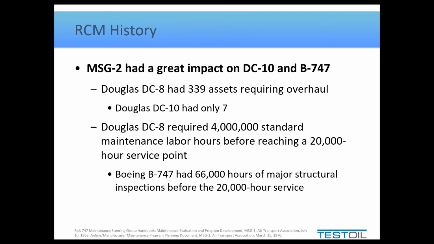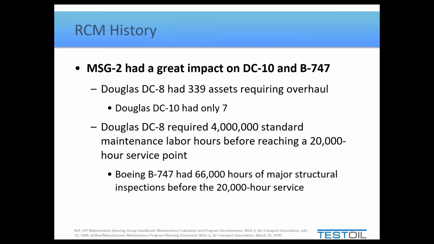So what this led us to was the steering groups writing up their documents to try and eliminate all the unnecessary maintenance and all the PMs that weren't really being that effective. And just to give you a couple of examples here, the DC-8 was an aircraft not included in the maintenance steering group's activities, and it had 339 assets that required overhaul. After they performed this task on the DC-10s, they narrowed their list for DC-10 down to 7. Right? It just shows you how much redundant work or unnecessary work was being done that really had no positive effect on the overall reliability of the aircraft.